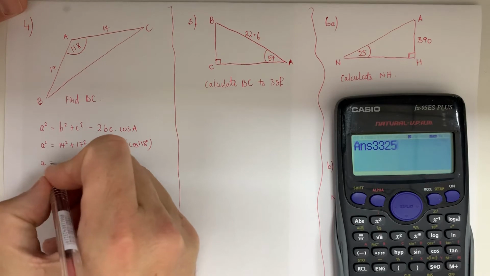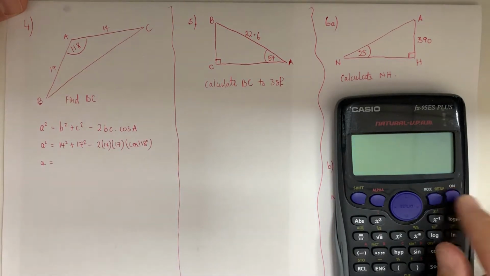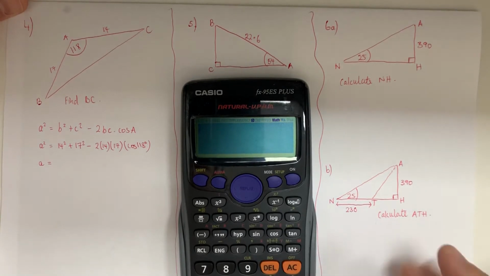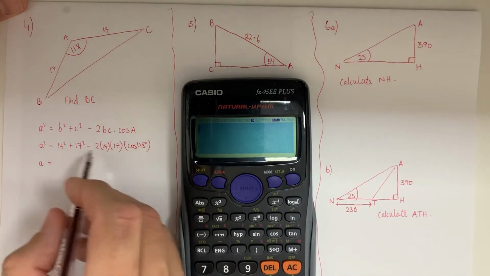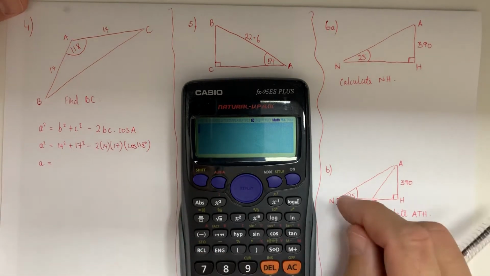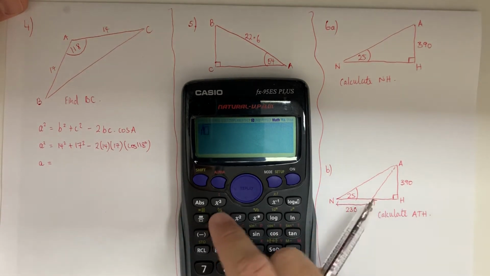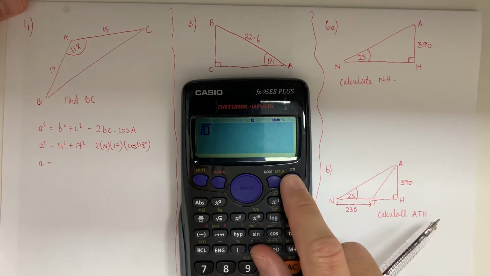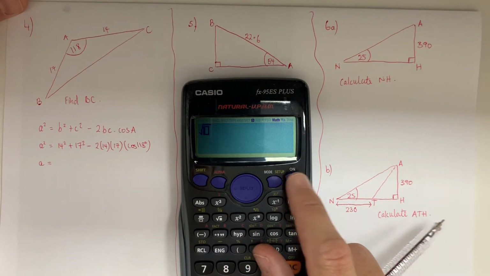So I'm not going to mess about with all the process. You just need to remember that when you enter into the calculator to do the square root at the end. So a is equal to the square root of all this. So what I do in the calculator is do the square root first. You don't have to do that. You could just plug it all in and then do the square root.